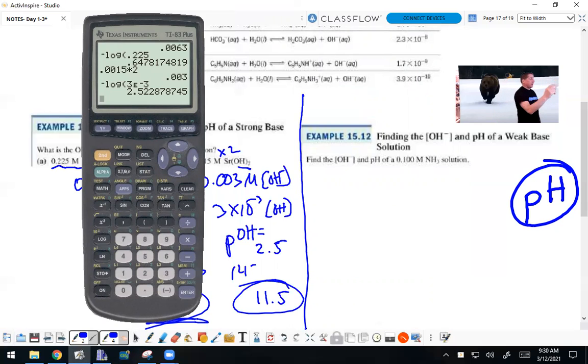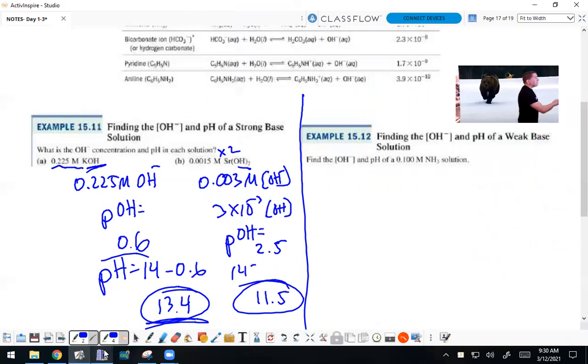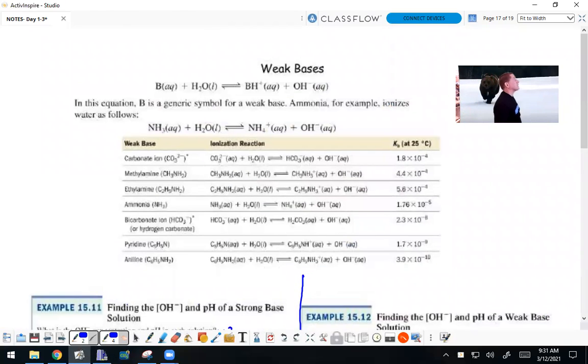So now with weak bases, we have to do an equilibrium. Now, oftentimes they will use organic bases with this. So how are you going to recognize an organic base? Well, the big one is ammonia. This is the most common one by far. That's going to be used probably 85% of the time.